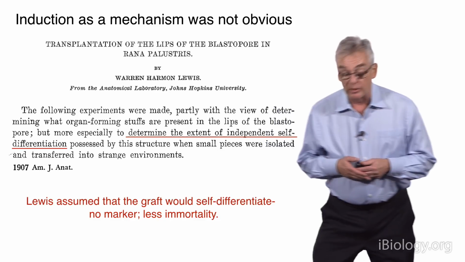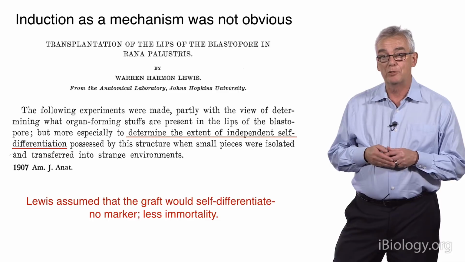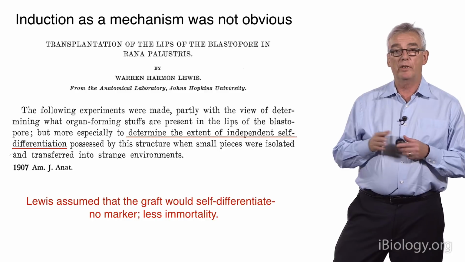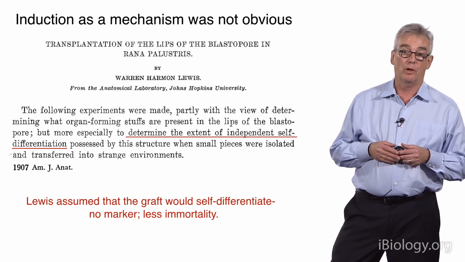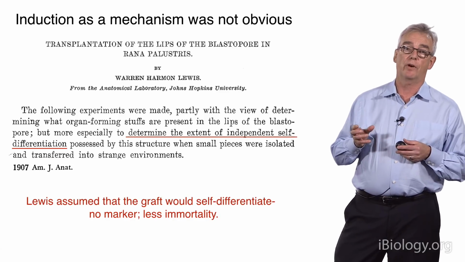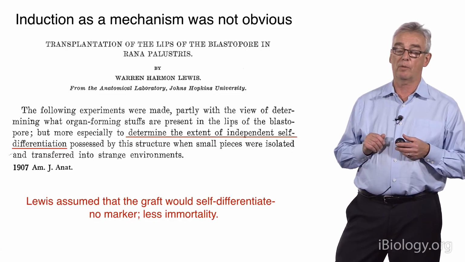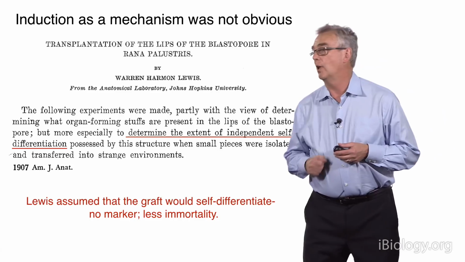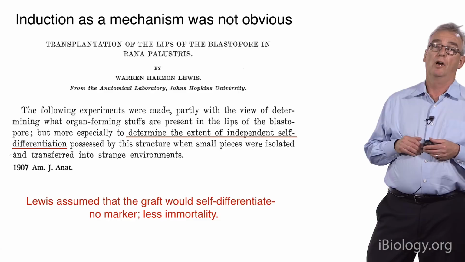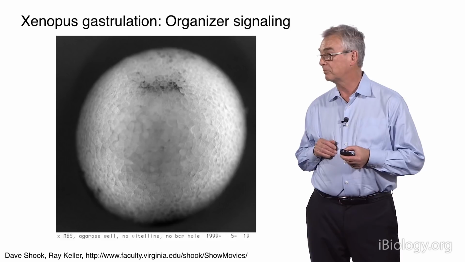Now I'm really going to emphasize that this induction mechanism was not obvious. And in fact, Warren Lewis, who is not as famous as Spemann and Mangold, tried a similar experiment earlier than they did. But what he concluded, largely because the embryos were not marked, was that the results he was getting were exclusively the result of self-differentiation of the grafted tissue. And he couldn't see any induction because the tissues were not marked. And so the bottom line is that because of this assumption of self-differentiation, he missed the phenomenon of induction. And so we remember Spemann and Mangold and less so Lewis.